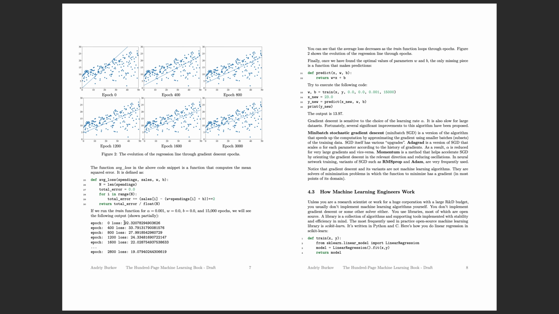So in our first epoch, our error was 92. Then at epoch 400, it was already 33. By our 2800th epoch, it was 19. So our error has decreased by a huge amount. So this is how gradient descent works.